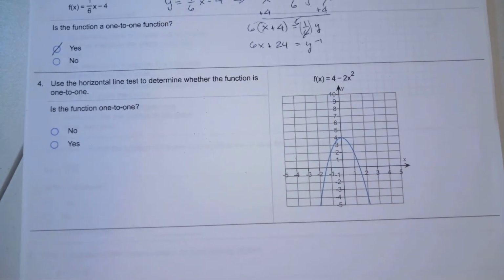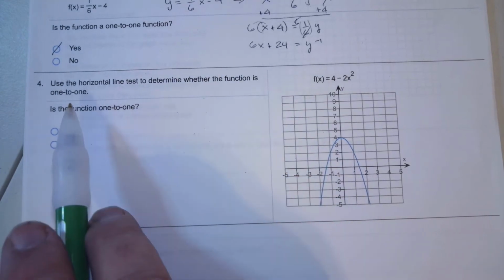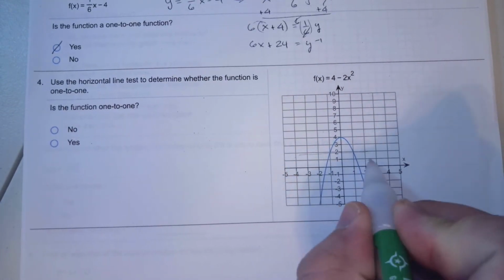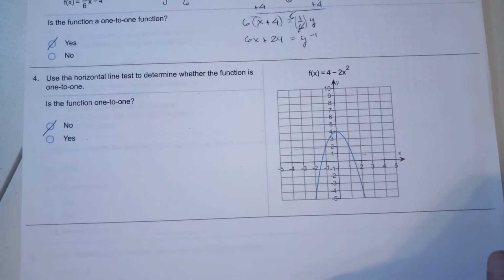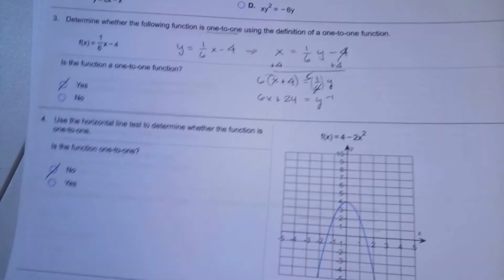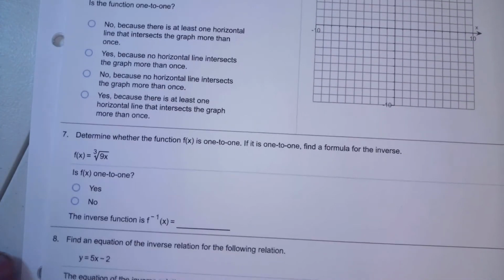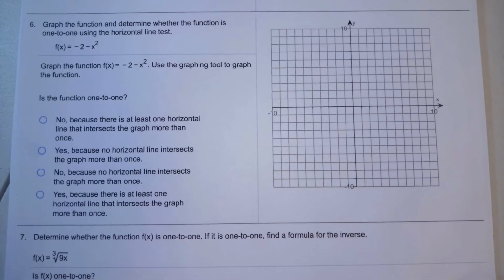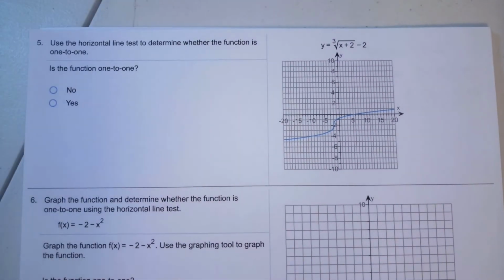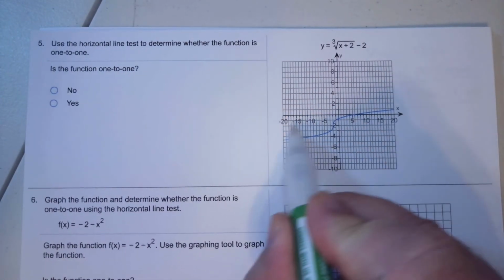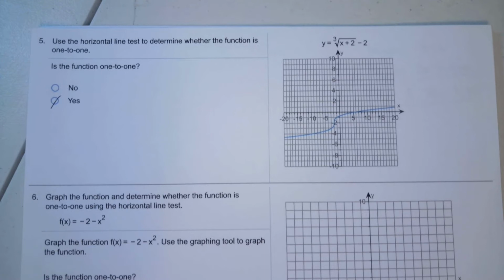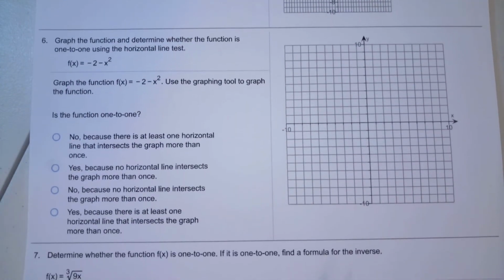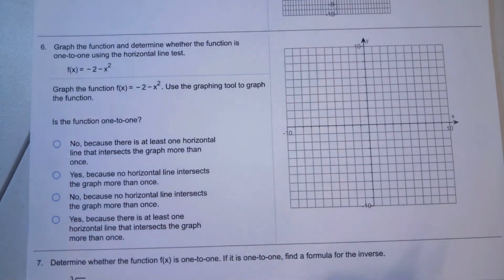Number 4. Use the horizontal line test to determine if the function is one-to-one. No, because it fails all these horizontal lines. Is it one-to-one? No. Alright. Next page. Question 5. Use the horizontal line test to determine if the function is one-to-one. Yeah, any horizontal line we use, it only touches it once. Is it one-to-one? Yes. Which means it does have an inverse.